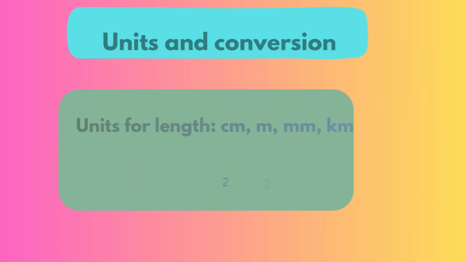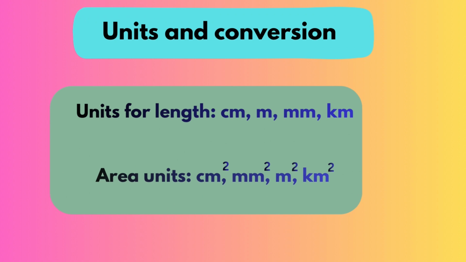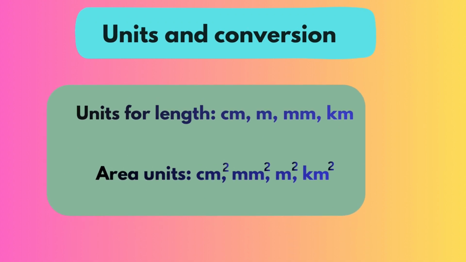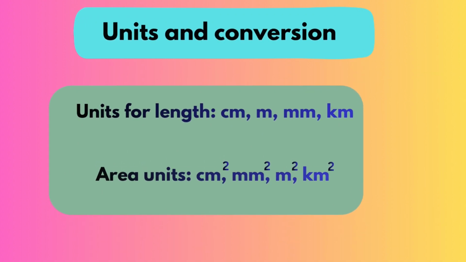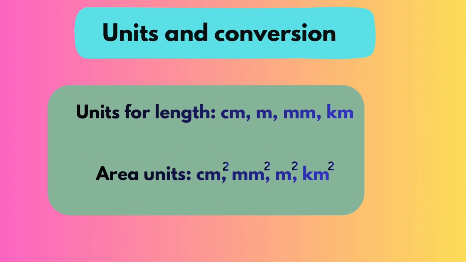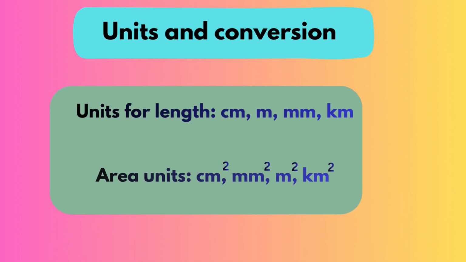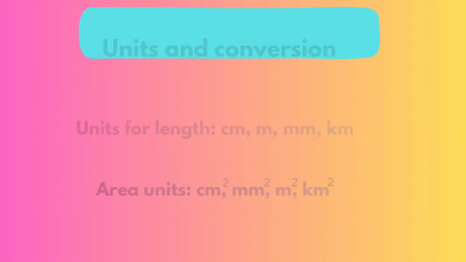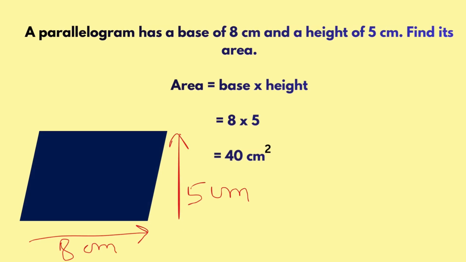Okay, now let's see some units and their conversions. So we know what units we use for length: centimeter, meter, millimeter, kilometer, and usually for area, how we represent it: centimeter square, millimeter square, meter square, kilometer square.